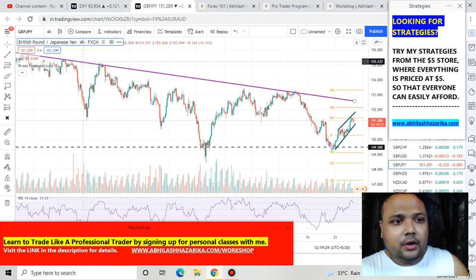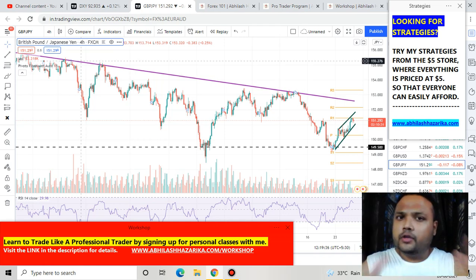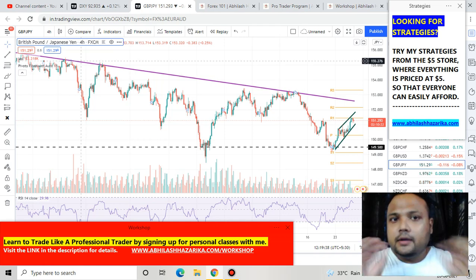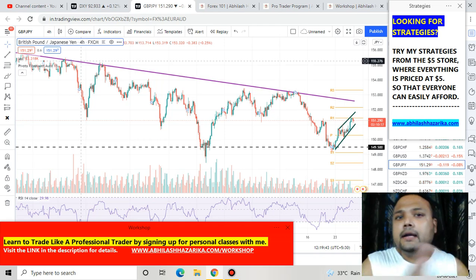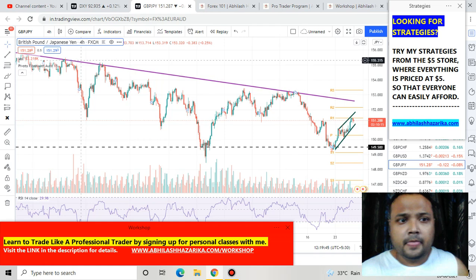If you look at the overall chart of GBP JPY here, then one thing is very much certain, that this market is under the influence of sellers, or in simple words, the market seems to be in downtrend. The number of sellers is higher in comparison to the number of buyers.